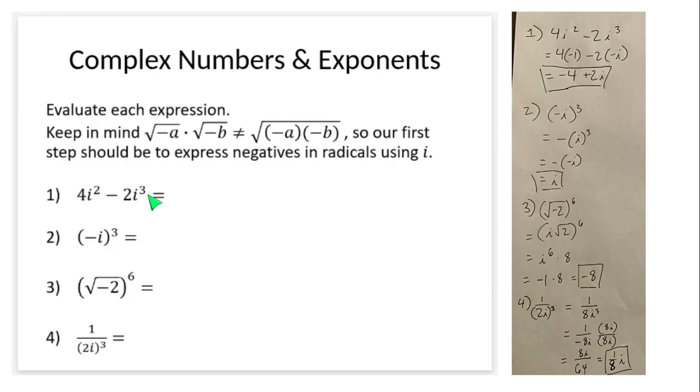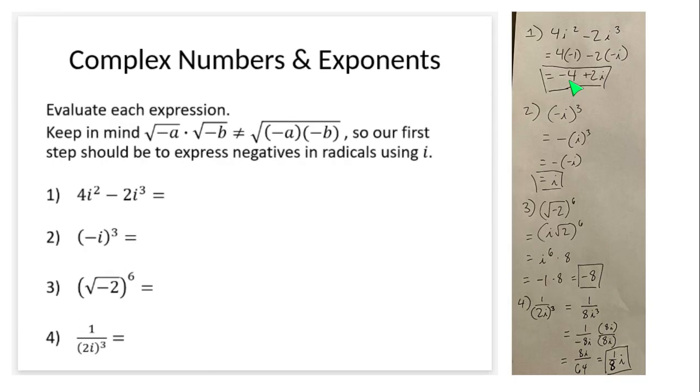the first thing we should consider is, well, what is i squared equal to? Well, that's negative 1. And what is 2i cubed equal to? Well, i cubed is opposite i. So negative 2i cubed is going to be negative 2 times negative i. So you can see my work over here. I have 4 times i squared, which is negative 1, minus 2 times negative i. The negative 2 times negative i becomes a positive 2i, and I have a negative 4.